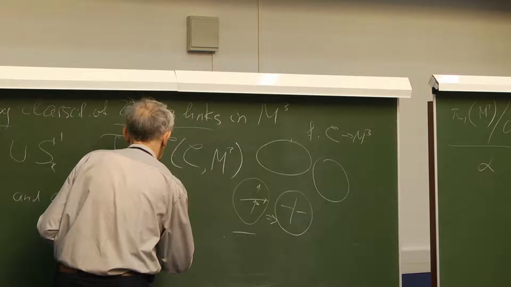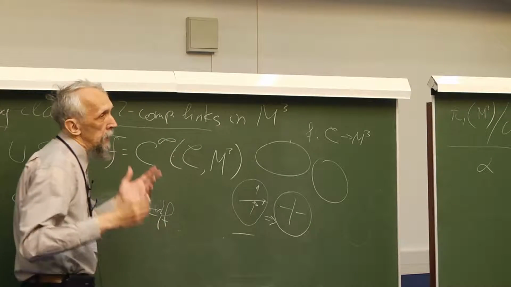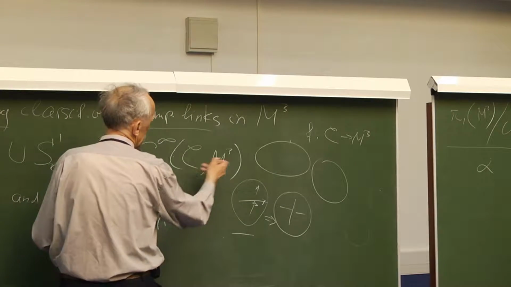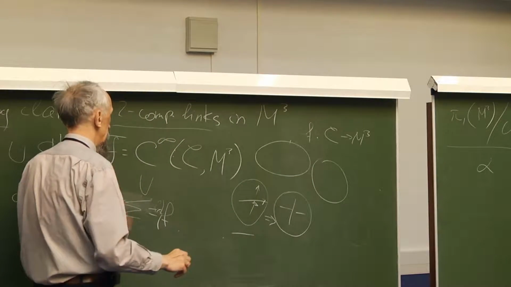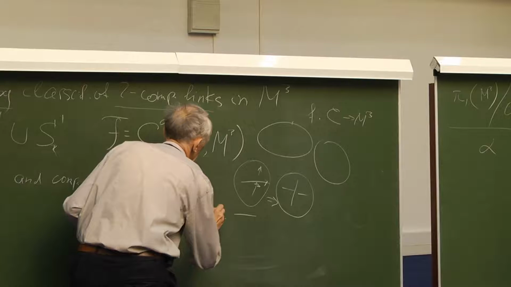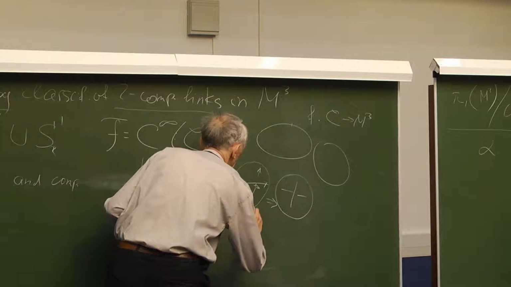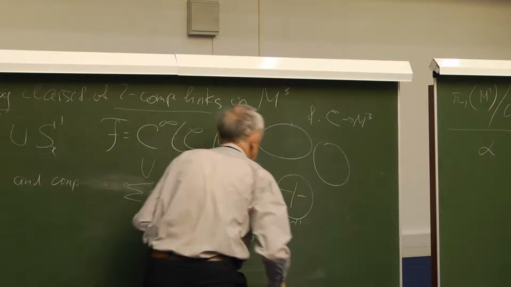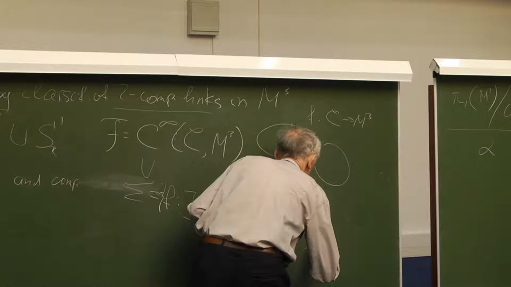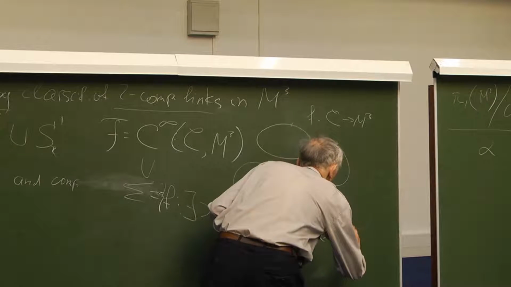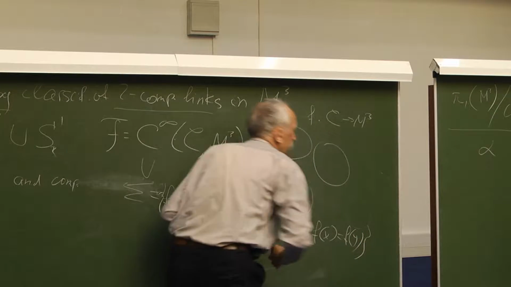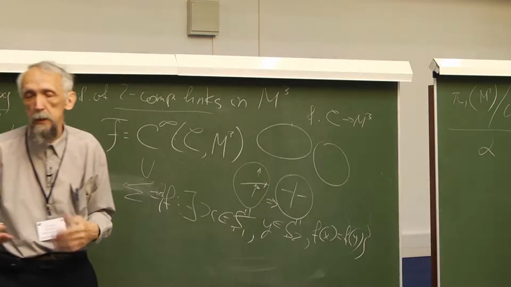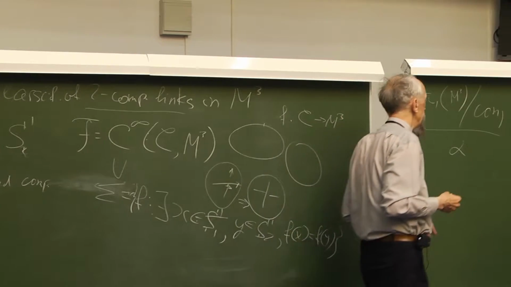It is a union of such maps which actually are prohibited. It is a set of maps of this union of circles such that there exists a point x in the first circle and a point y in the second circle such that f of x is equal to f of y. It is a set of maps which are not links, the singular links.